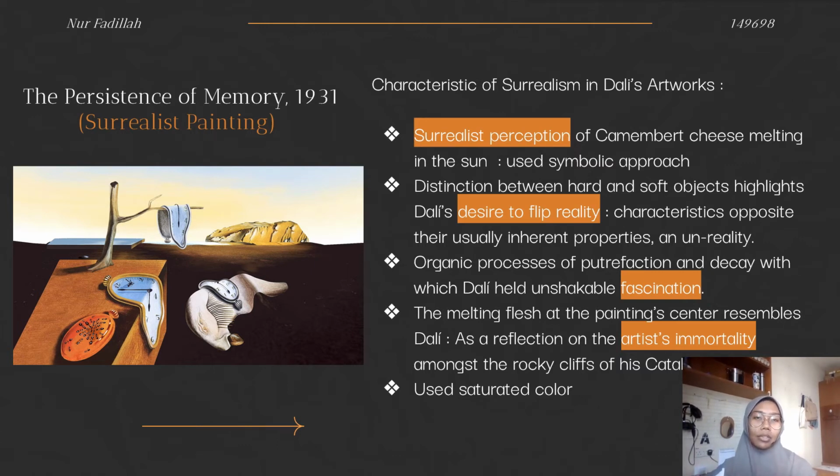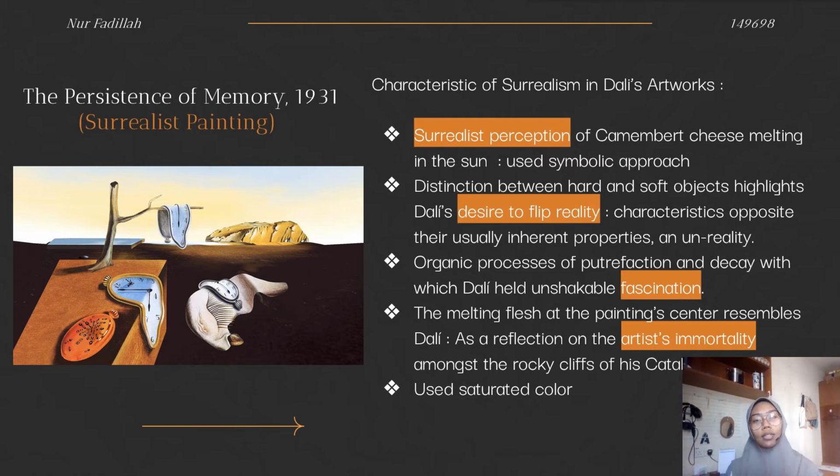The second characteristic is that the distinction between hard and soft objects highlights Dali's desire to flip reality. As we all know, time is abstract. We cannot see time. Time is like something soft that we cannot see. But in this painting, Salvador Dali used clocks painted in a melting state to represent that time is passing and melts over time. This characteristic opposes their usual inherent properties and shows unreality. So it shows that Dali wanted to flip the reality of time itself and also the cheese.